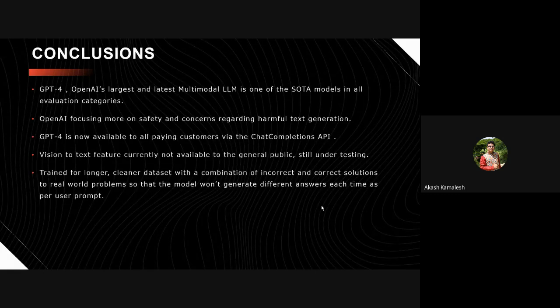One more final conclusion is that it was trained for longer with a cleaner dataset, with a combination of incorrect and correct solutions, so that the model won't generate different answers each time per user prompt. If you have ever typed a prompt in GPT-4 to solve a mathematical question, and it gave you an answer, and you said no, the answer is this, then it tries to generate the answer corresponding to what you asked for. It was a very big problem with ChatGPT. GPT-4 has said that it is going to restrict this problem. It may not be able to restrict it fully, but in most cases, it will reduce the chance of it happening.